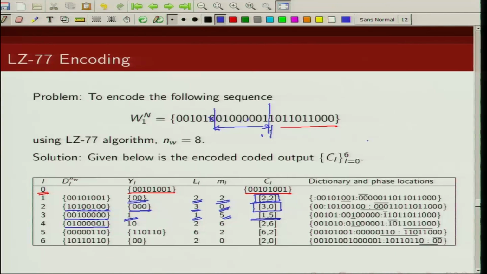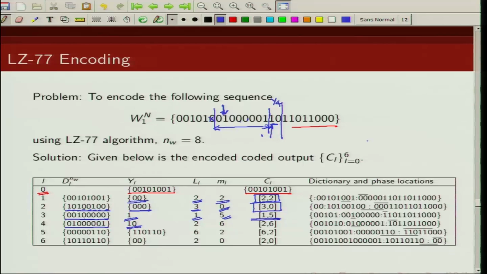Now we again start with this symbol 1. There is a match here. There is a match here. Now 1 0: there is a match here, but here there is no match. So there is a match only here. What about 1 0 1? There is no match of 1 0 1. You can see this is 1 0 0. So the largest match that we are getting corresponds to 1 0. So this new string y4 is 1 0.